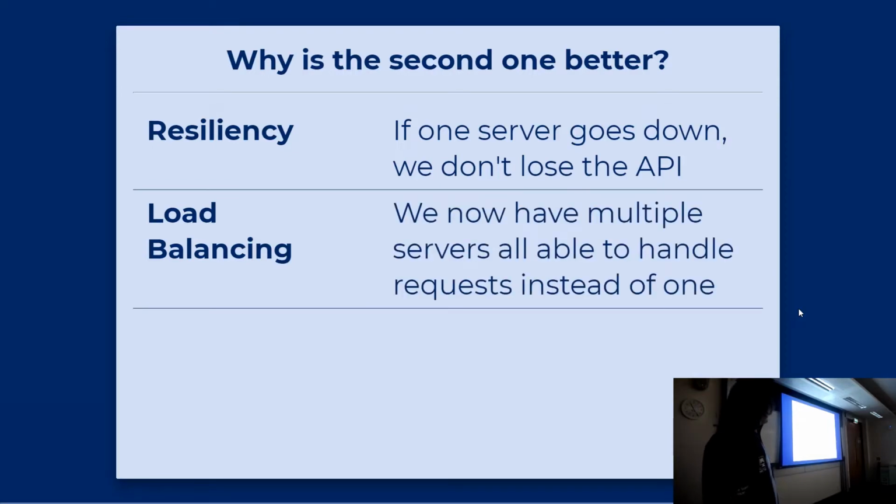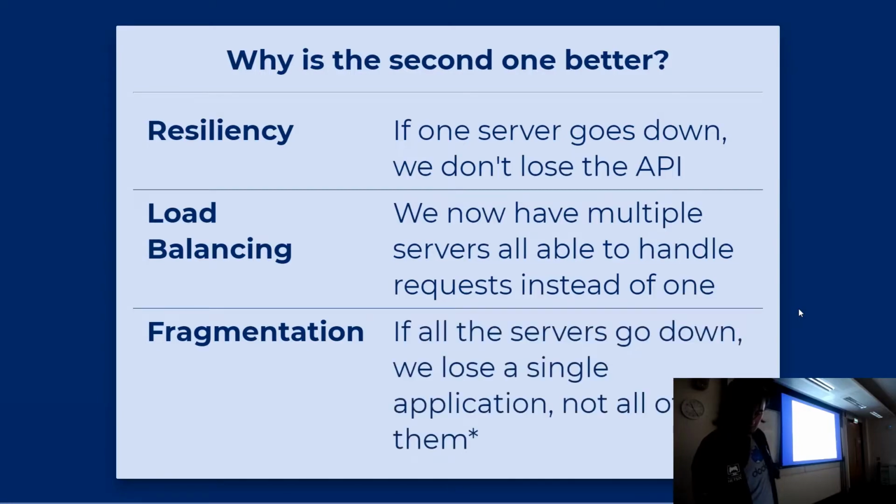Load balancing. As you saw, the black outline box thingies, they're different physical servers. We now have multiple servers able to handle requests instead of one. Doesn't sound like a great improvement, kind of sounds like we're paying more money on electricity because now we're running more stuff, but it'll be worth it, trust me, I hope. And we got fragmentation. If all the servers go down, we lose a single application, not all of them. Oh yeah, okay. I forgot what I was writing here. So basically, if all the membership servers go down, we just lose membership. We don't lose everything. Except I have to start here. If we lose membership, we do actually lose everything, because everything else relies on membership. But that's the general case.